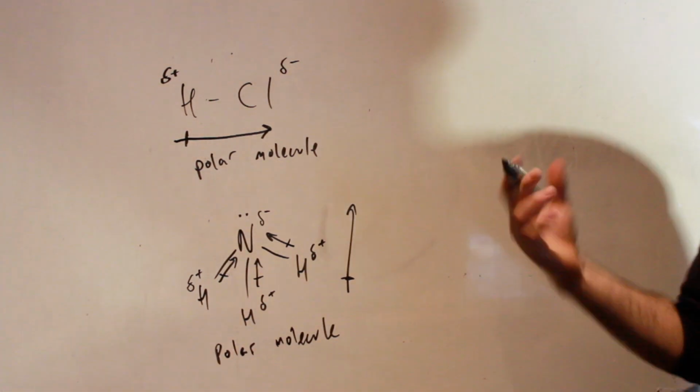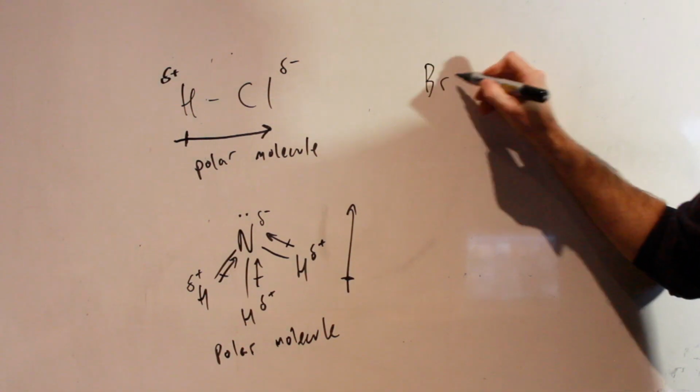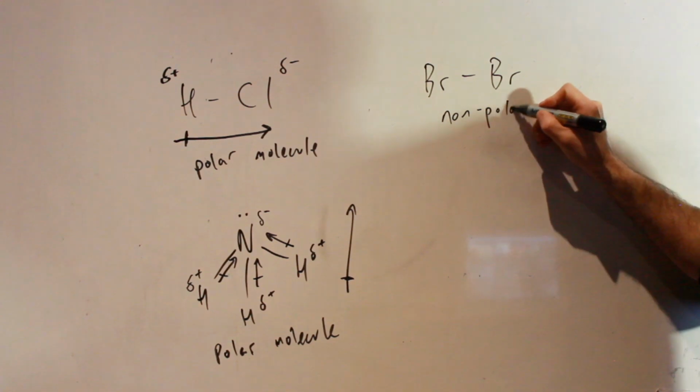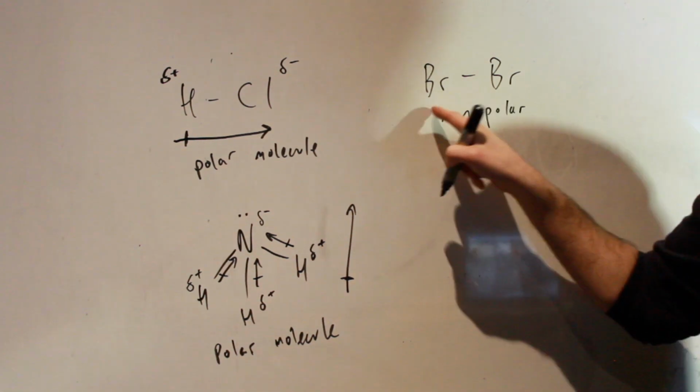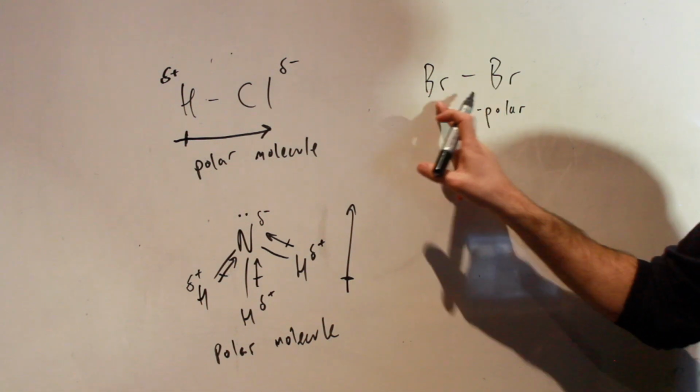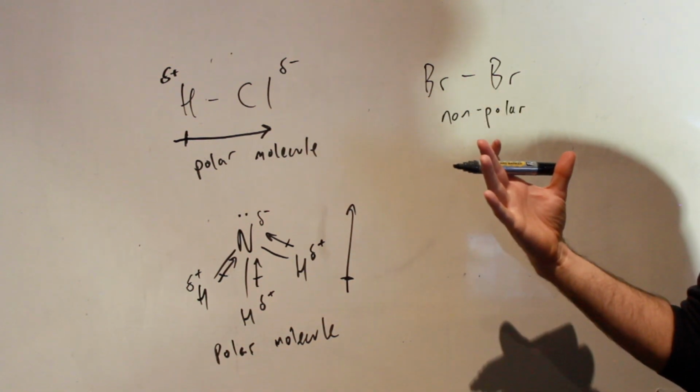If we have a non-polar bond, if we have our Br2, this is a non-polar bond because both of these atoms are exactly chemically identical, so they're going to symmetrically distribute the electron pair between them because they're both going to attract that electron pair the same amount.